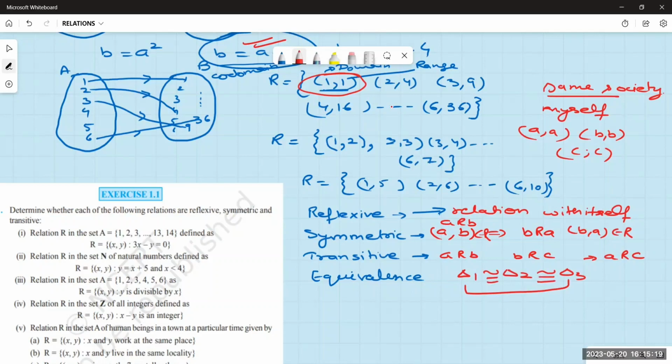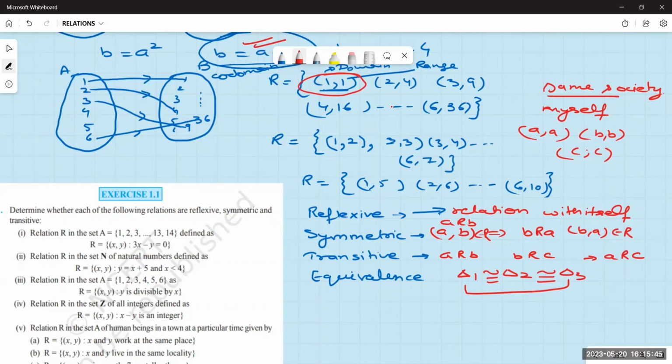Right? So first, reflexive is when we establish the relation with myself only. I'll say I live in the same society as I live in. Second, if I live in the society of Suresh, Suresh also lives in the same society as me. So this is a vice versa relation. Third, A lives in the society of B, B lives in the society of C, so A lives in the society of C. This is the relation.